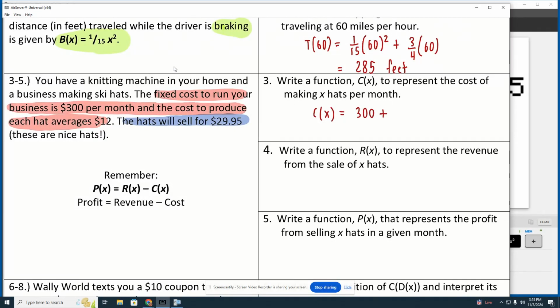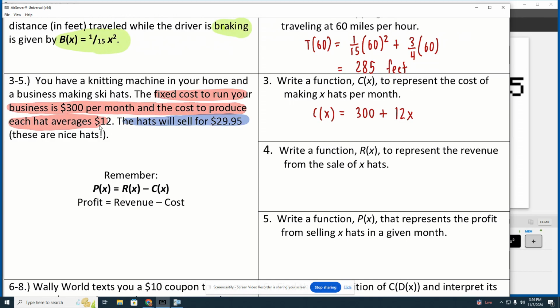Okay? Plus we have what we call a variable cost, and that is every one of these hats has to cost a certain amount to even make. Okay? Whether it's the machine or it's the material, whatever it is, it's $12 per hat. And I'm going to call those hats X, because we don't know exactly how many we made, but we know we made X. So to produce these hats this month, I am going to have to pay $300 plus $12 for every hat.